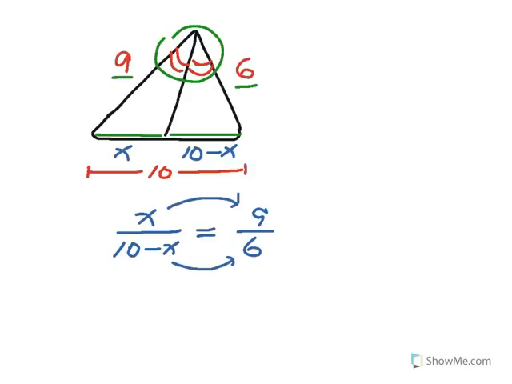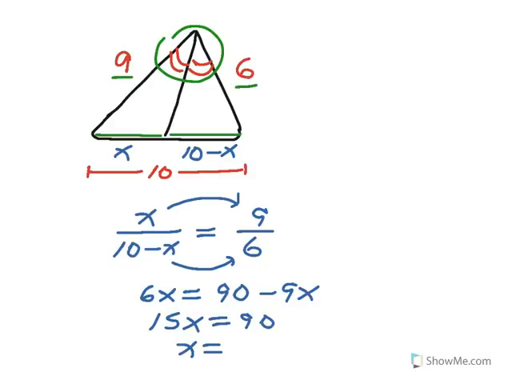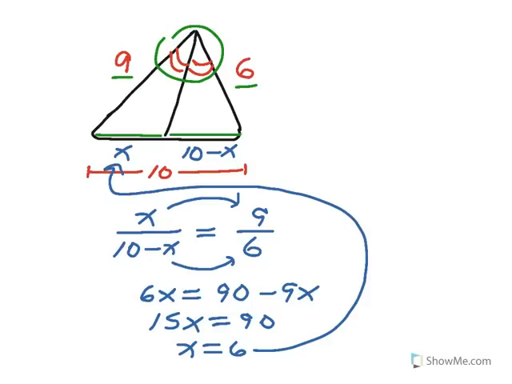Anyway, cross-multiplying to solve this, we get 6X equals 9 times the quantity 10 minus X. So 90 minus 9X. So 15X is 90, and X equals 6. So that means this piece is 6, and this other piece will be 10 minus 6, or 4.